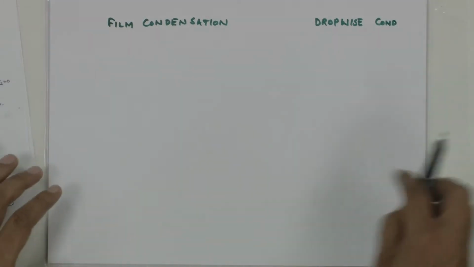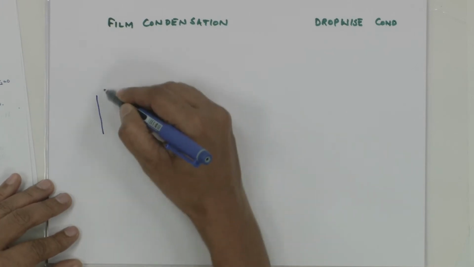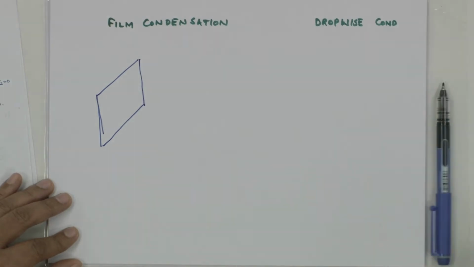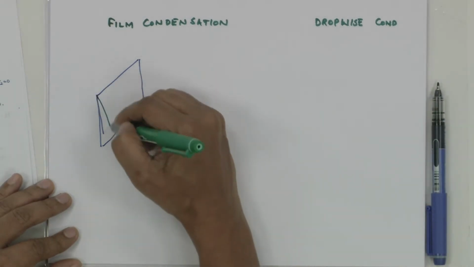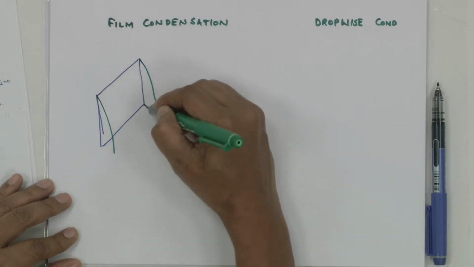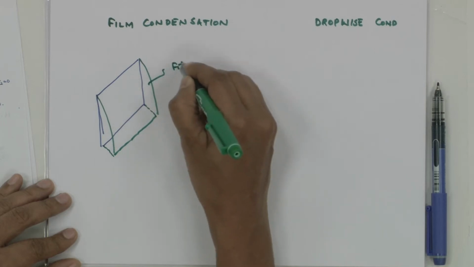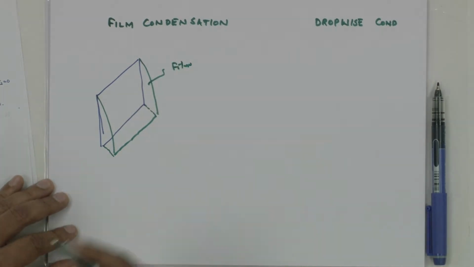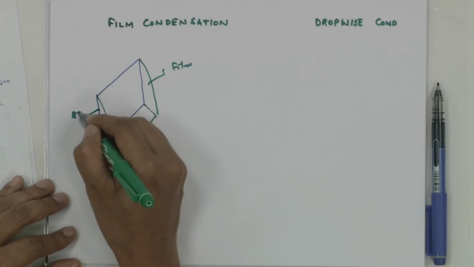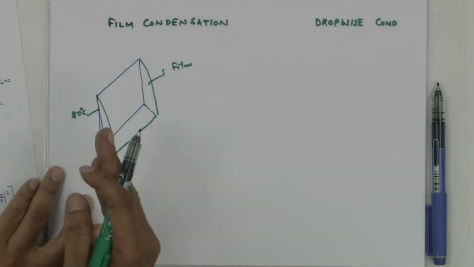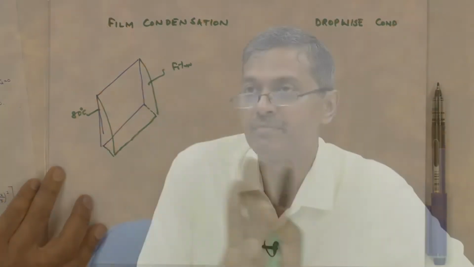Drop-wise condensation. Film condensation means, if I take a vertical plate, this is the film which is formed. This plate might be sitting at 80 degrees Celsius. So this is the liquid film, because the wall temperature has to be lower than the saturation temperature; only then can condensation take place. So this is film condensation.